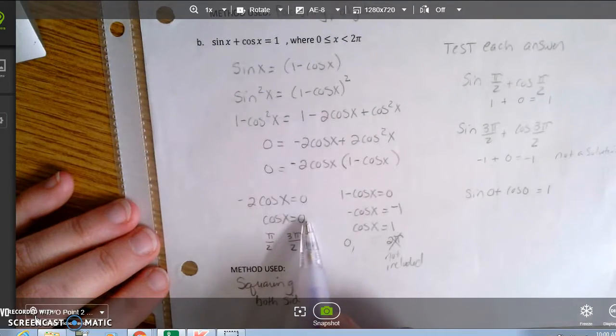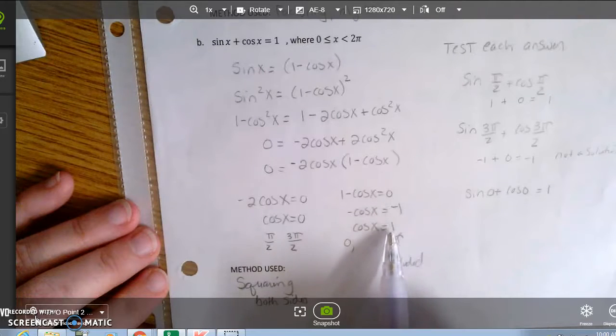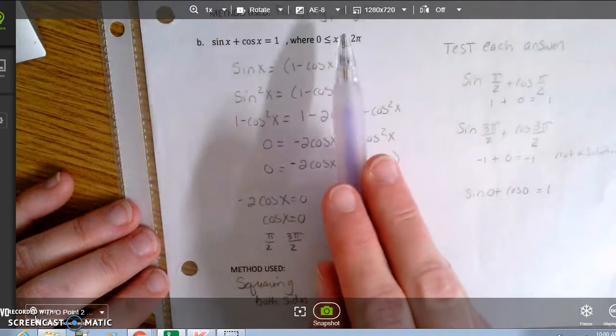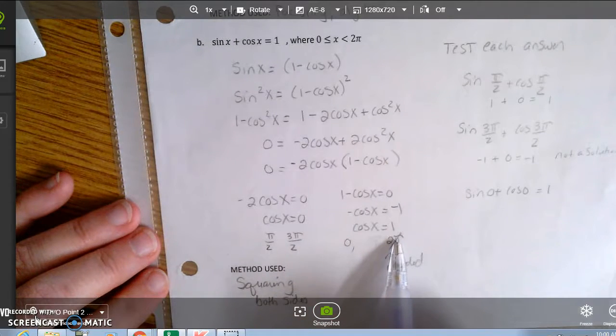And where's cosine equal to 0? At pi over 2 and 3 pi over 2. Where is cosine equal to 1? Cosine is equal to 1 at 0, okay? And it's also equal to 1 at 2 pi. But 2 pi, if we look up here in our problem, is not included. It's just less than 2 pi. So we don't include the 2 pi.